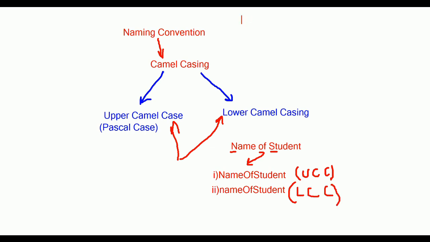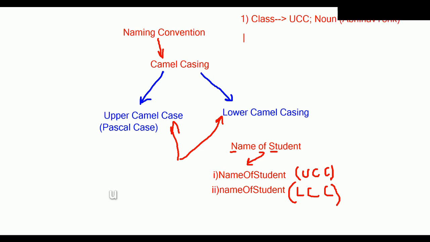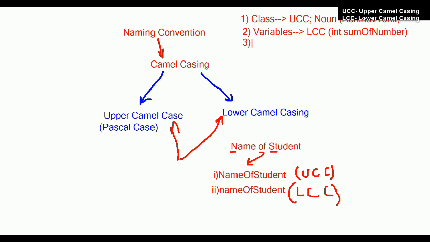Now let's see the naming convention for classes. Classes follow upper camel casing, and the name of the class or the word which you are choosing should be a noun, like Dog, Student. Second is variables. Variables follow lower camel casing. Let's say you are defining a variable sum of numbers and it's of type int. You'll write int sumOfNumber like this in lower camel case. Third will be methods. Methods also follow lower camel casing. Let's say you are defining a method do maths operation, it will use lower camel casing and the name of the method will be doMathsOperation like this.